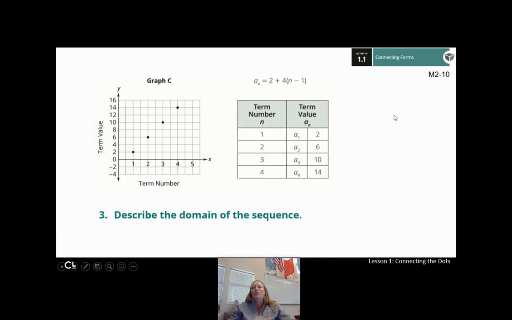So to start off with, I would like for you to describe the domain of my sequence. And when we're talking about domain, remember we're usually talking about our inputs, our x values, what we're plugging in for n. What do you notice about these numbers that you're plugging in for n? That's going to be your domain. Hit pause to jot down your thoughts. Hit play when you're ready to check your work.